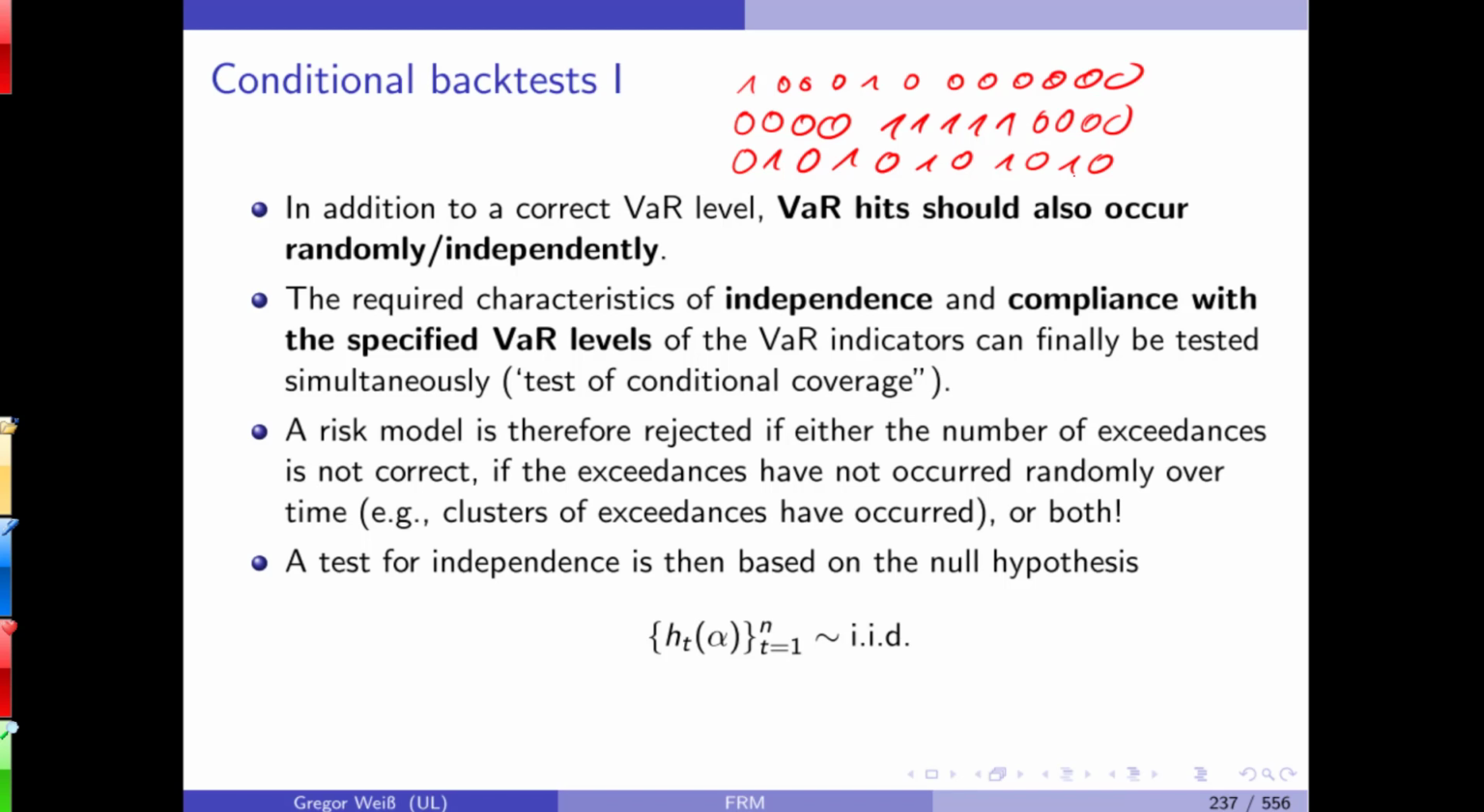So a simple test would be that the hit sequence, H_t, is IID. IID stands for independently and identically distributed. All those hits have the same distribution, same probability, and they are independent from each other. If we have a 1 here, the probability for a 0 in the next step is the same as the probability for a 1 again. So we have an independent series of hits. IID, be careful in German. IID in English is independently, that's okay, but identically distributed, identisch verteilt.